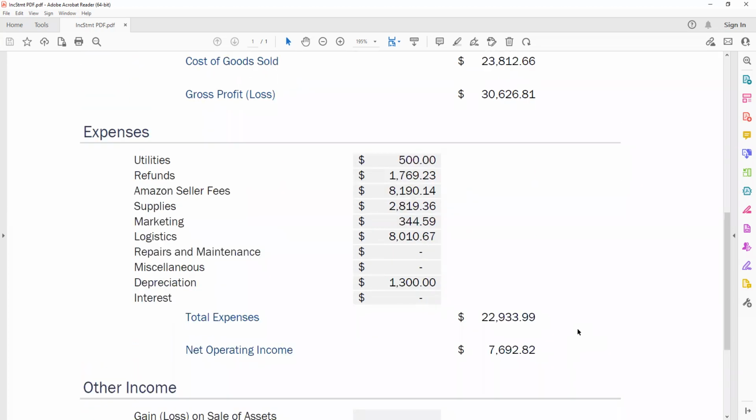And these are the actual items that you spent to make the actual company go forward, right? These are the actual things that you had to spend for the company to run. Examples being utilities, refunds, Amazon seller fees, supplies, marketing, logistics, those particular things. These are the actual things that had to be spent to run the company, right? These are expenses, things that you actually use.